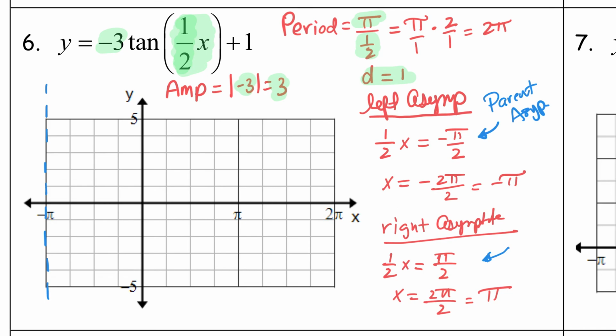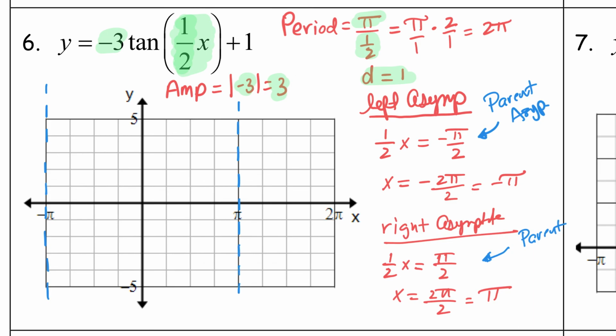And then the right asymptote is 1/2 x equals pi over 2. And once again, we got this from the parent. So we got to solve for x. 2 times pi gives you 2 pi over 2, which gives you pi. So this is the right asymptote.